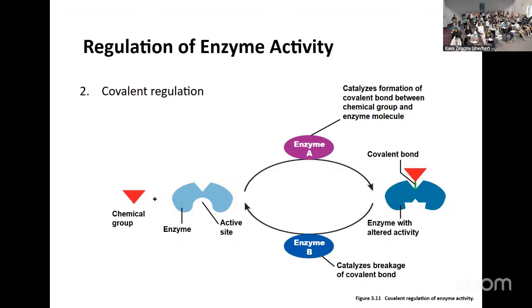But if we have covalent regulation, we've got a more complex system, and we actually form a covalent bond with the chemical group that's changing the activity of the enzyme.